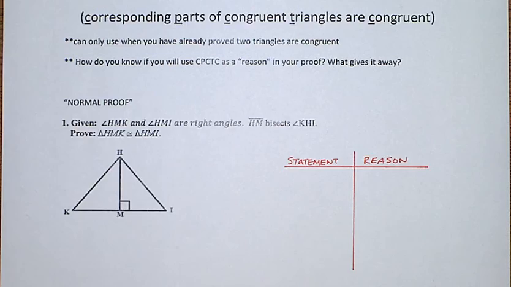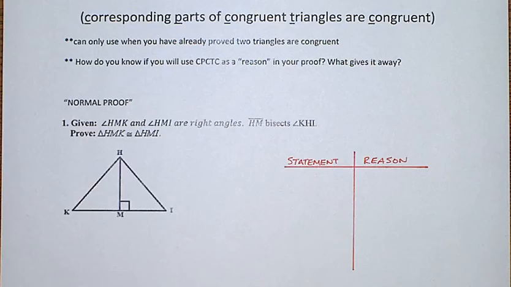CPCTC does not prove two triangles congruent. CPCTC is used if we're trying to prove two parts of congruent triangles are congruent to each other. Okay? And so we still need to make sure that we have something that proves that two triangles are congruent before we can use CPCTC. So this is just adding an extra element to our proofs, just a little bit more.